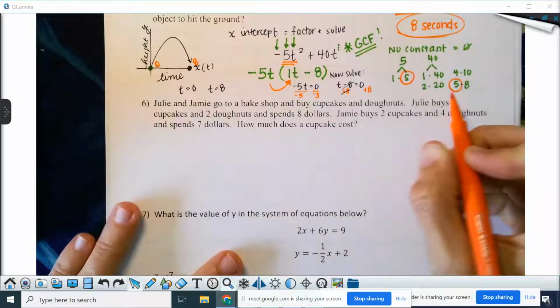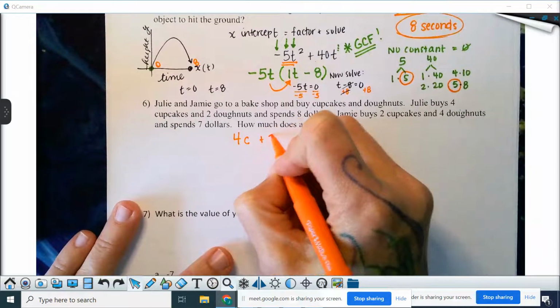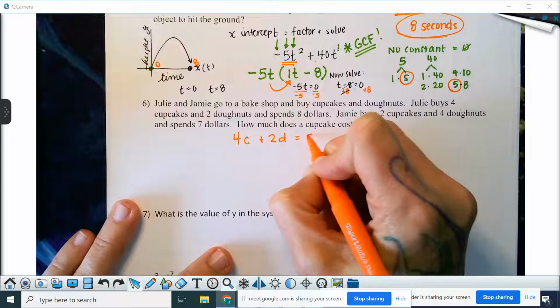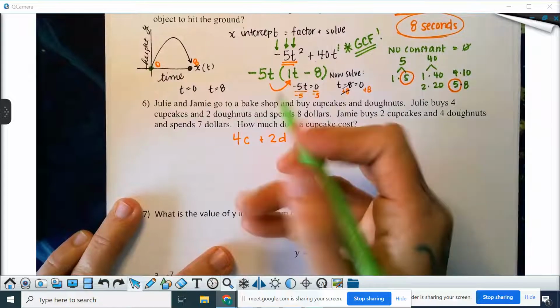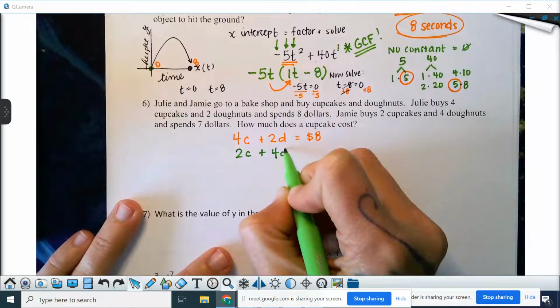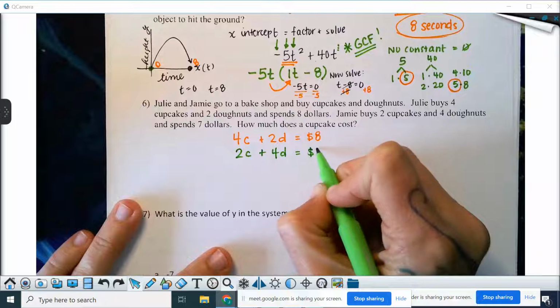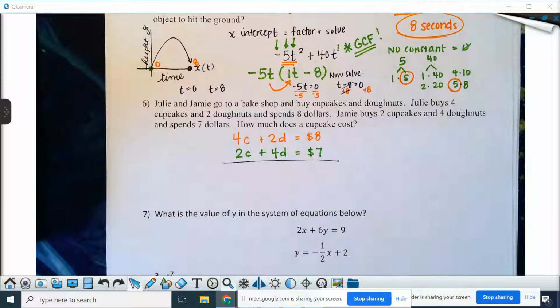So Julie buys 4 cupcakes and 2 donuts and spends $8. Jamie buys 2 cupcakes and 4 donuts and spends $7. I'm going to pause and see if you can give it your best go, because there's a couple different ways you can do it, but the goal is to find the cost of a cupcake. So I'm going to give you a minute and see where you get.